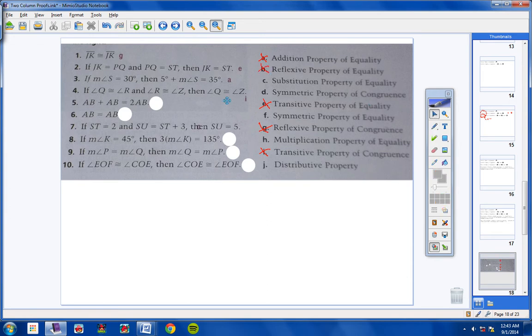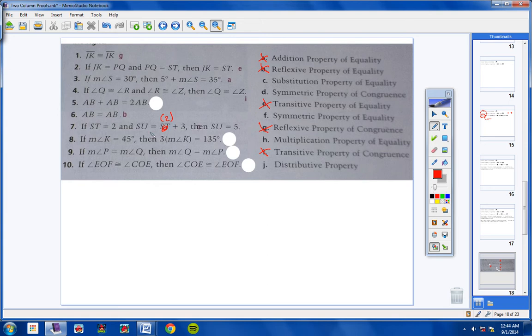Letter B. The reflexive property of equality. Okay, number 7. If ST equals 2, and SU equals ST plus 3, then SU equals 5. Now watch what they did, students. What does ST equal? 2. So what did they put in for ST? They put in 2. And 2 plus 3 equals 5. So they made a substitution. They substituted 2 in for ST.